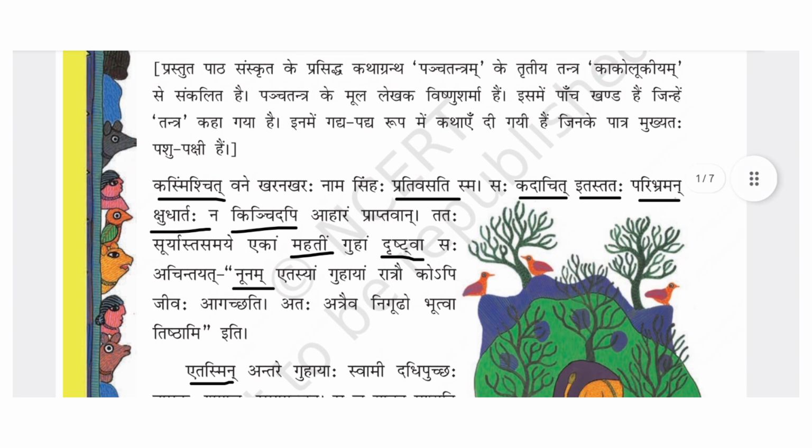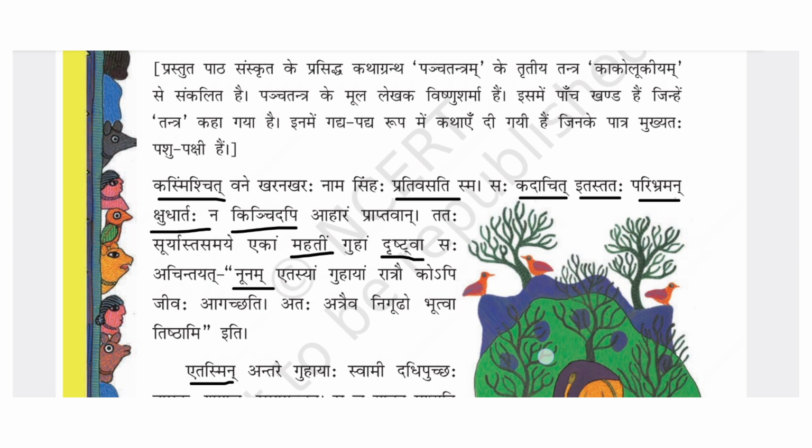So, kasminschit vane Karankaraha namaha simhaha prativashit sma. So the lion named Karankara lived in the forest. Saha kadachit istataha paribhraman durgartaha na kinchatapi aharam praptavan. So at one point he roamed around hungry and he could not find any food.